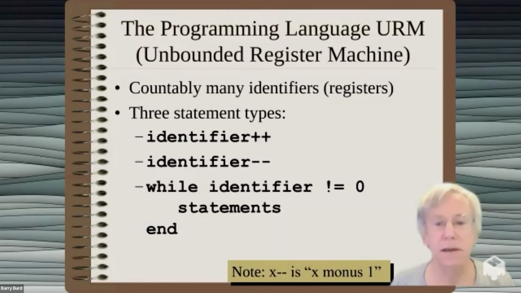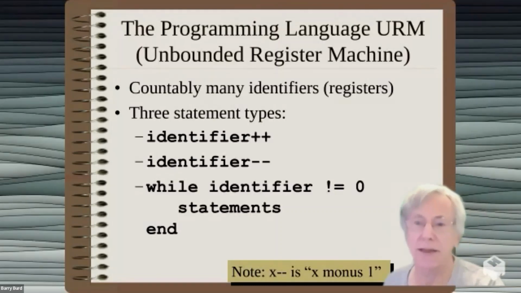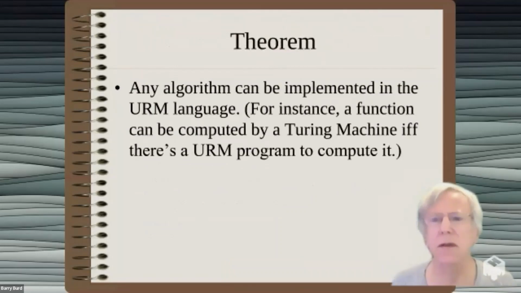Okay. All right. So I think I have another slide here, okay, so remember now we have 3 kinds of statements. We have add 1, we have subtract 1, and we have as long as a variable is not equal to 0. And when we subtract 1, if we try to subtract from 0, we just get 0. Okay, and that's it. And what's called a register here is really what I'm calling a variable. So any algorithm can be implemented in this language. Any algorithm.